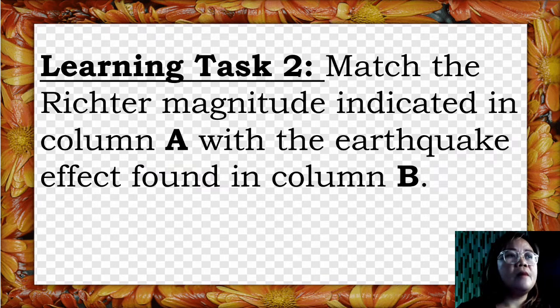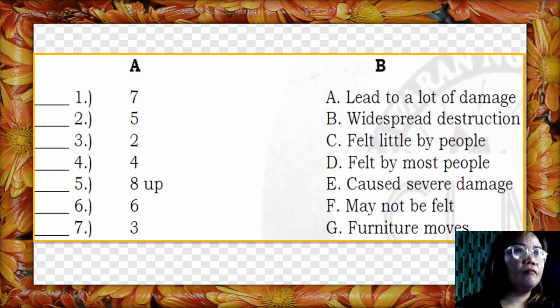Learning Task 2. Match Richter magnitudes indicated in column A with the earthquake effect found in column B. Column A are the magnitudes and B are the descriptions. Number 1. Magnitude 7. What is the answer? It's letter E. Cause severe damage. Number 2. Magnitude of 5. What is the answer? The answer is B as in dog. Felt by most people. 3. Magnitude of 2. What is the answer? Correct answer is letter F, may not be felt.